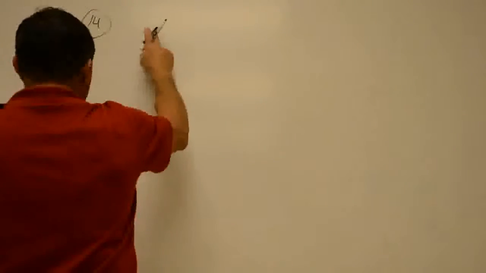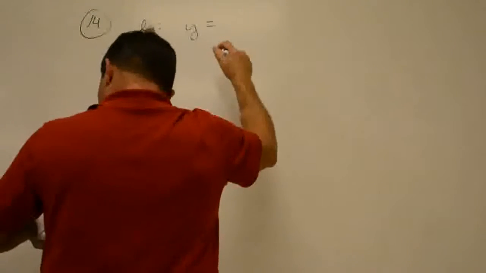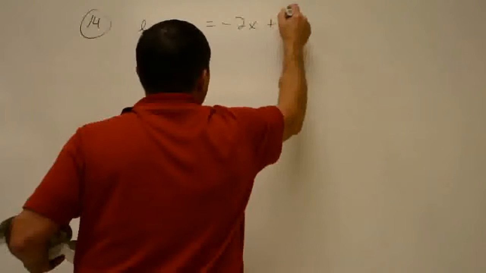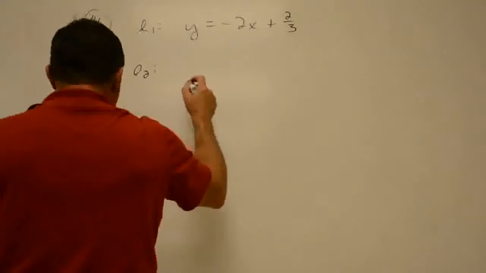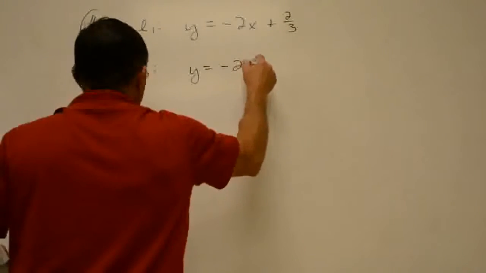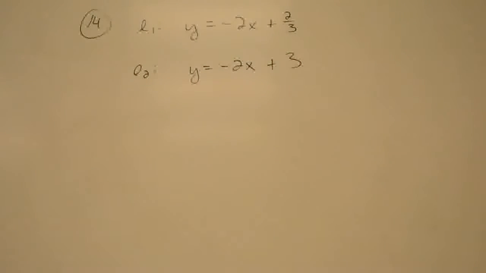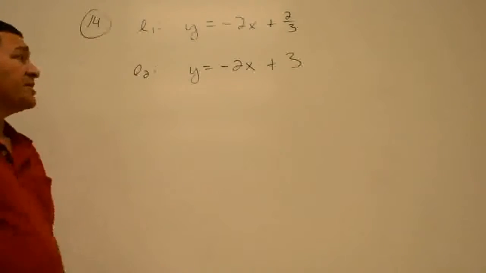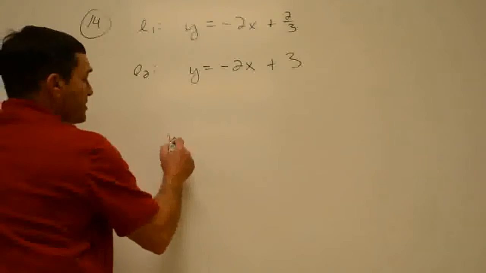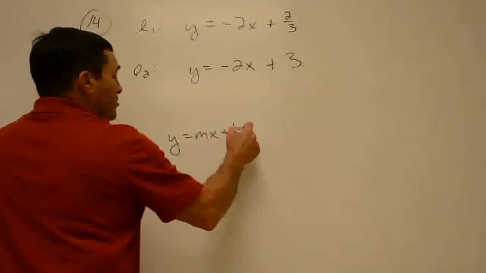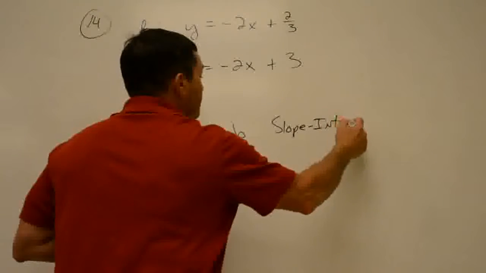On 14, we're given two lines. So line 1 would be this one: y is equal to negative 2x plus 2/3. Line 2 is this one: y equals negative 2x plus 3. And what we want to know: are those two lines parallel or perpendicular or neither? Well, look at the slope. Now, I'm assuming that you remember that if an equation is written in this form, y equals mx plus b, that's what we call the slope-intercept equation of a line.